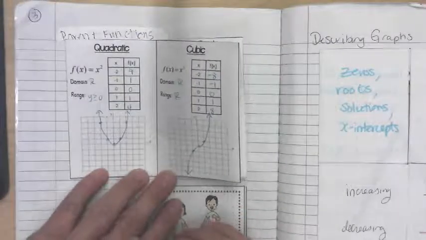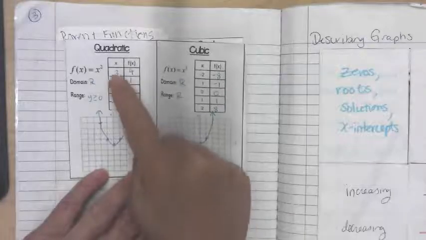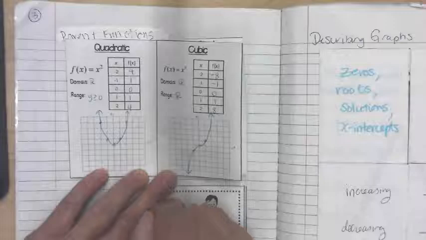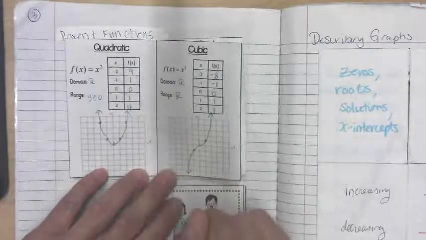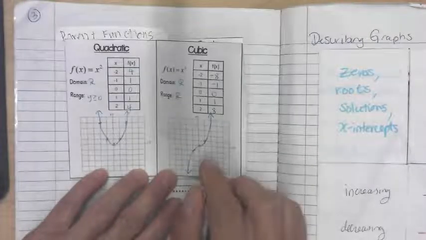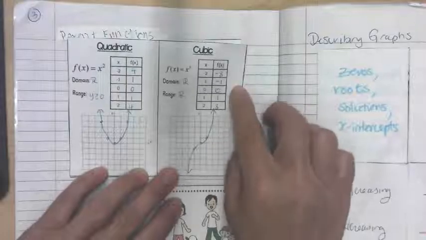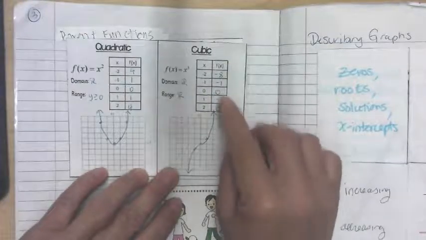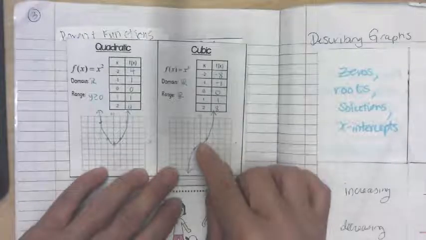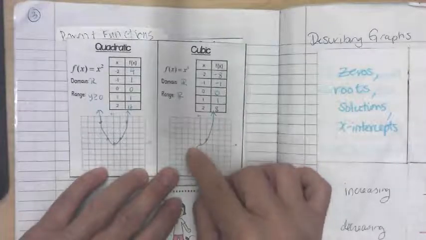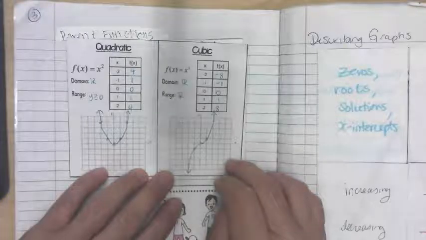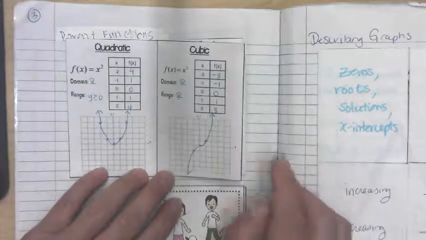For your quadratic function, you'll plug in these values and you'll square them to get out these values. The domain and range is the same as that of an absolute value function. For your cubic function, you'll take the x values and you'll cube each of them to get out these outputs. When I graph them, I'm only able to graph 3 of them. And this is the shape that you get. The domain and range are both all real numbers.